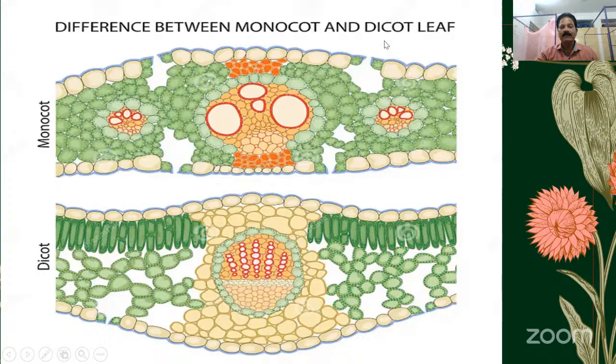Here a thick cuticle will be there, here a thin cuticle will be there. In the dicot leaf, the cuticle is thin. In the monocot leaf, the cuticle layer is thick.